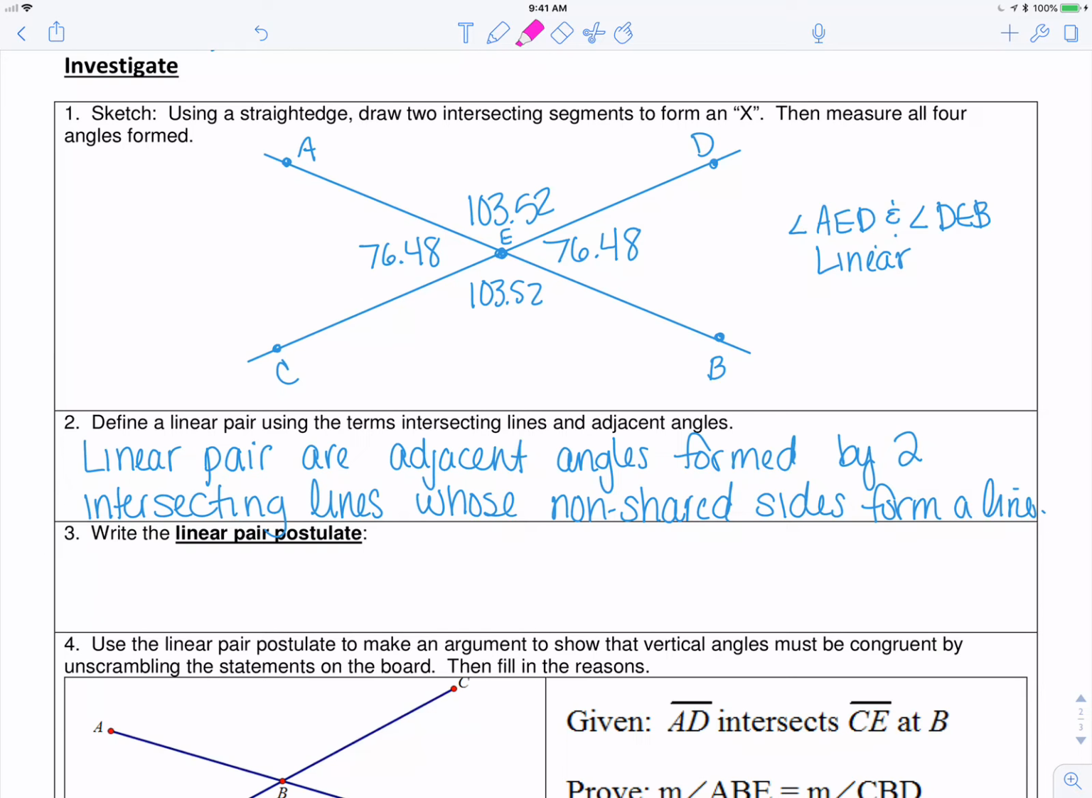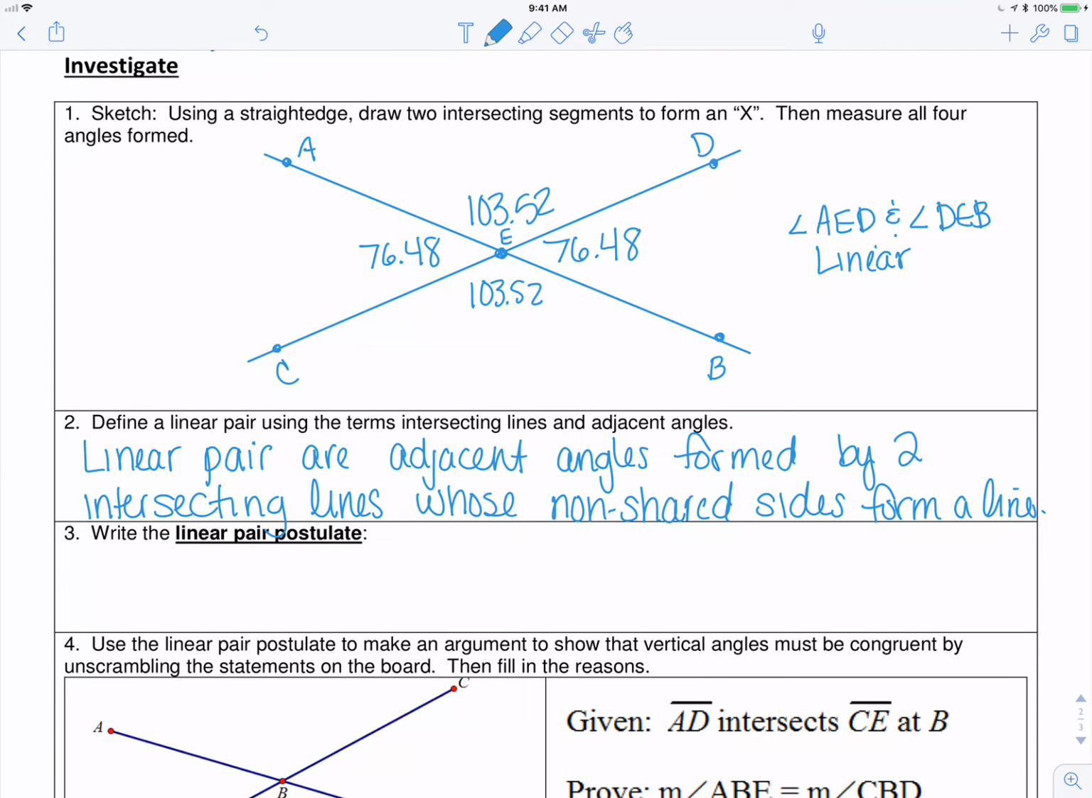That was the first pair. The second pair would be these 2 angles right here. Angle DEB forms a linear pair with BEC. These two form a linear pair, so angle BEC forms a linear pair with CEA. And we have a third pair, a fourth pair right here. So angle CEA forms a linear pair with AED.